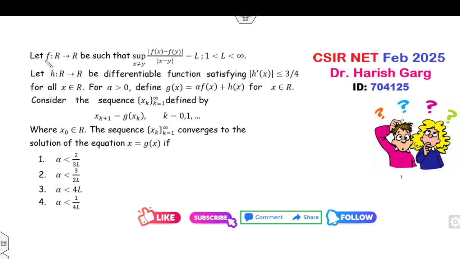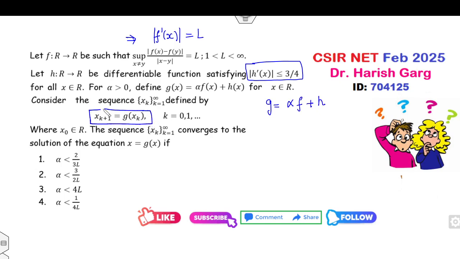Okay. So let f: R to R be such that the supremum of |f(x) minus f(y)|... So what is the meaning of that? This is basically the derivative of the function, which is equal to L. L lies between 1 and infinity. h is a differentiable function so that the derivative is also less than 3 by 4. For any positive alpha, define g equals alpha f plus h. Then consider the sequence of this case. Then when will the sequence be convergent?